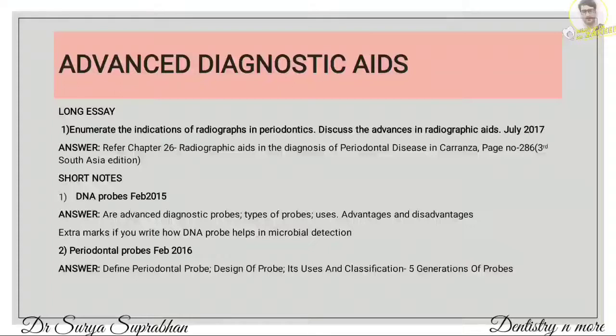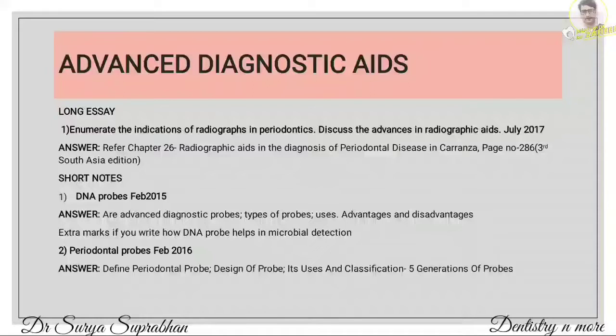Coming to the next chapter, that is advanced diagnostic aids. Long essay: enumerate the indications of radiographs in periodontics, discuss the advances in radiographic aids. For this you have to refer chapter 26, radiographic aids in the diagnosis of periodontal disease in Carranza. So coming to the indications of radiographs, there are so many indications.